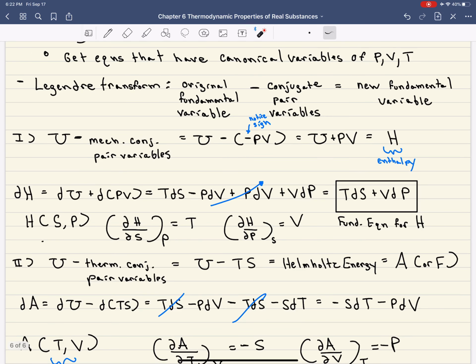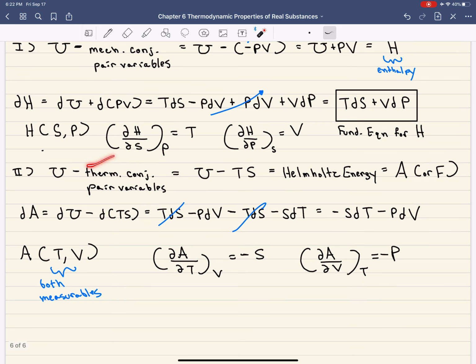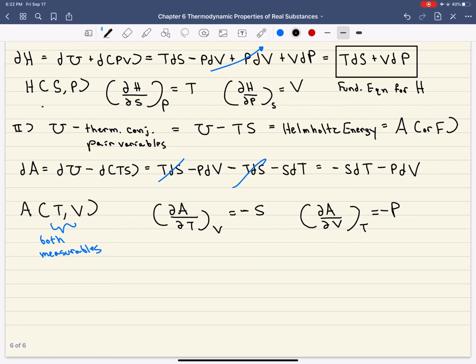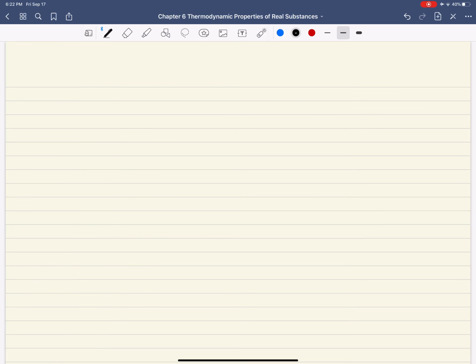Okay, now let's extend this even further. For enthalpy, we subtracted off the mechanical conjugate pair variables. For Helmholtz free energy, we subtracted off the thermal conjugate pair variables. And so the obvious next step is to just subtract off both. Okay? So now let's subtract off mechanical and thermal conjugate pair variables.